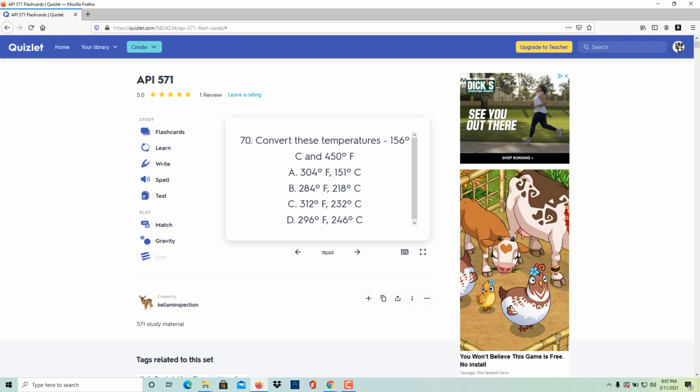Convert these temperatures 156C and 450F. So if I'm converting the C, that's off the top of my head. Let's see if we make sense. I know it's like something like 9/5 plus 32. Just eyeballing it. They all look kind of close together. I want to say D almost, but we'll see. C, 312 and 232. That's kind of a bad question, but I'll just go with it.